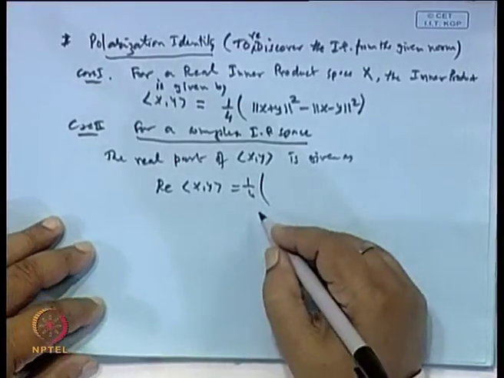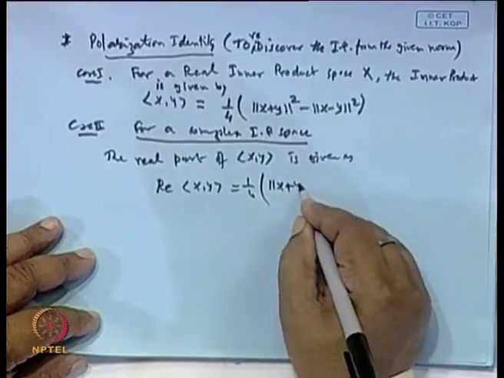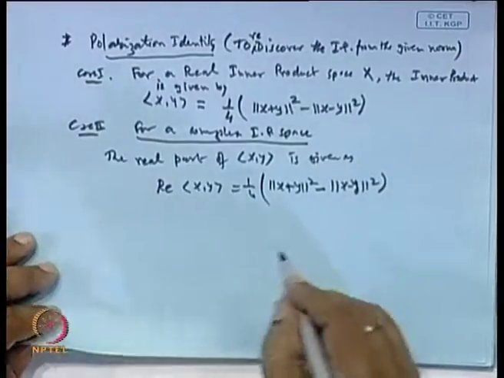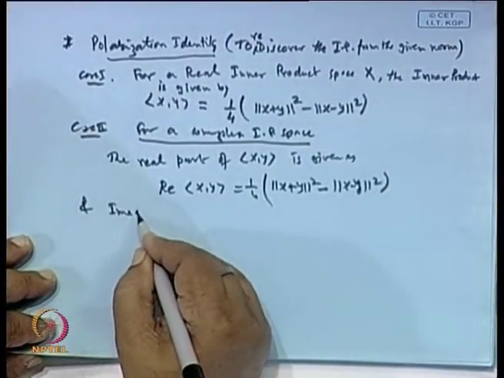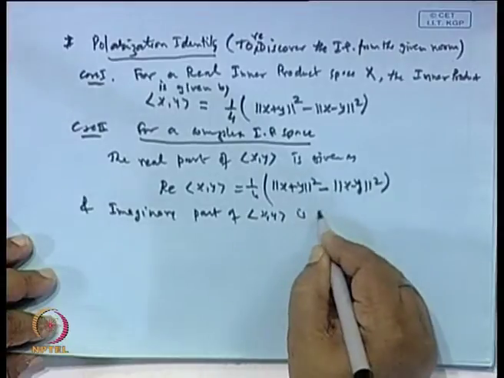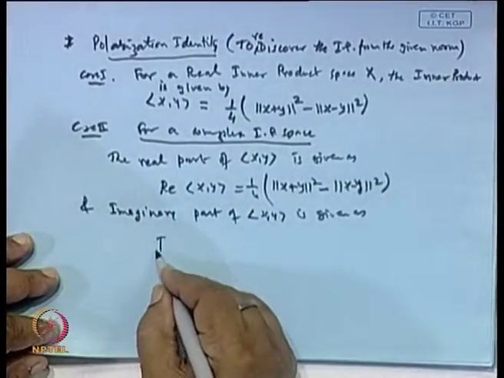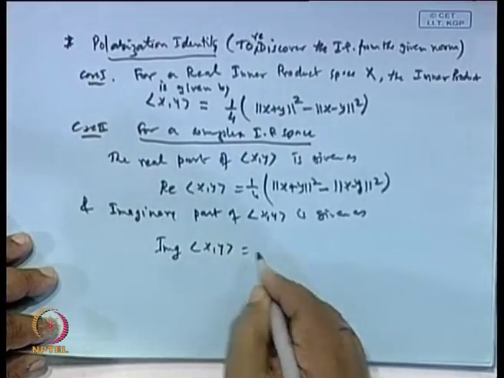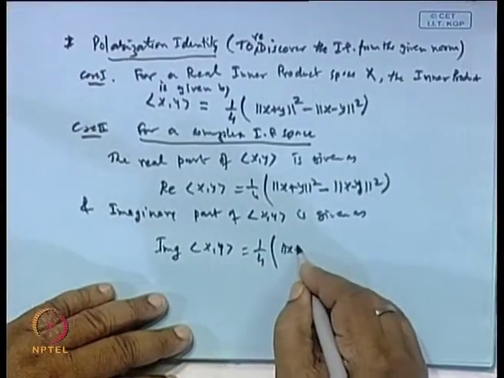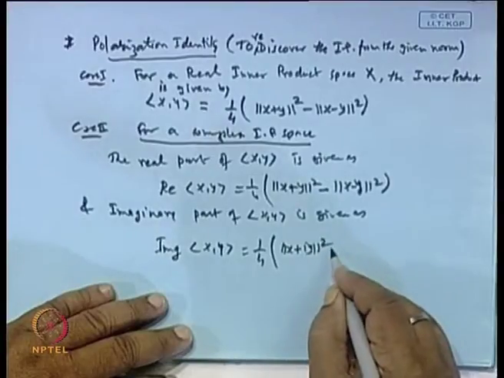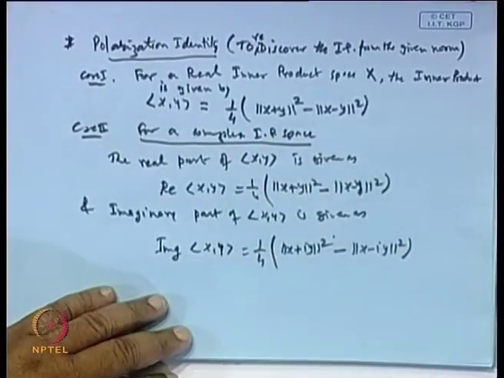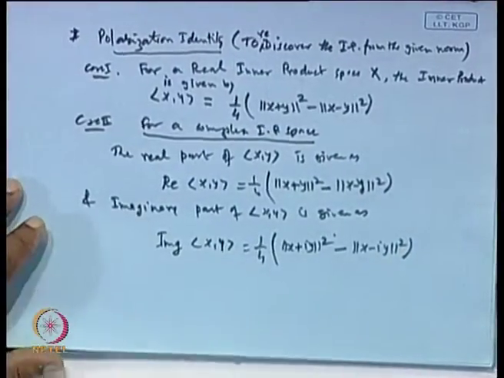one-fourth of norm of x plus y whole square minus norm of x minus y whole square, and the imaginary part of the inner product ⟨x, y⟩ is given as one-fourth of norm of x plus i y whole square minus norm of x minus i y whole square. Clear?